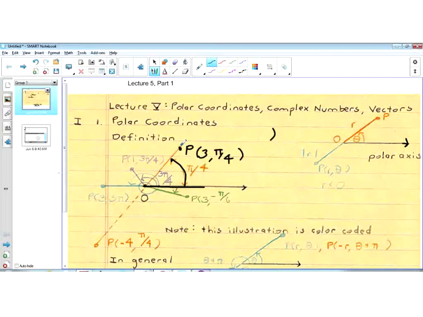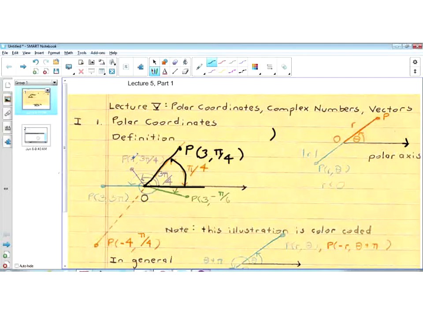And the end point is the radial arm length. This distance right here will be, I'm sorry, 3 units in length, and an angular distance of pi fourths radians from the polar axis. So that would be the coordinate of point P.